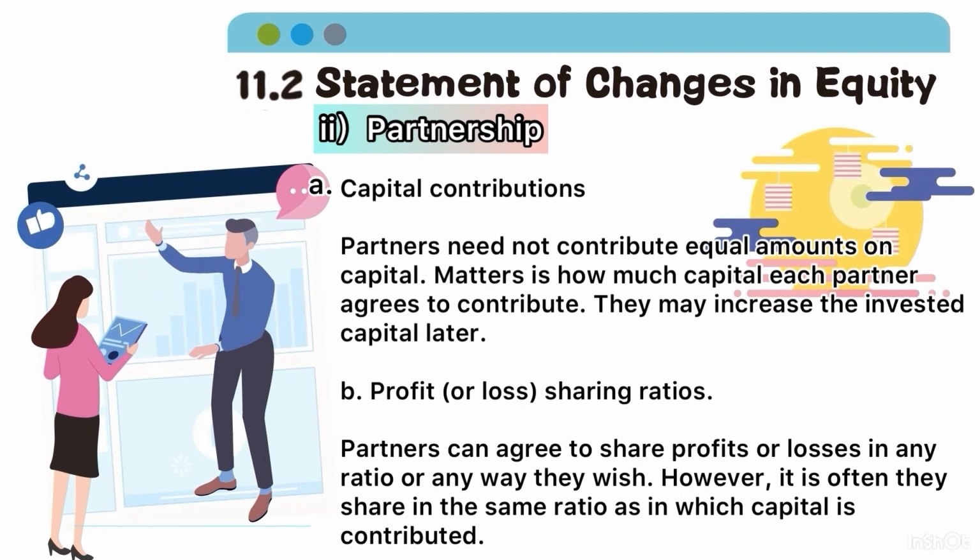A. Capital contributions. Partners need not contribute equal amounts of capital. What matters is how much capital each partner agrees to contribute. They may increase the invested capital later. B. Profit, or loss, sharing ratios. Partners can agree to share profits or losses in any ratio or any way they wish. However, often they share in the same ratio as that in which capital is contributed.